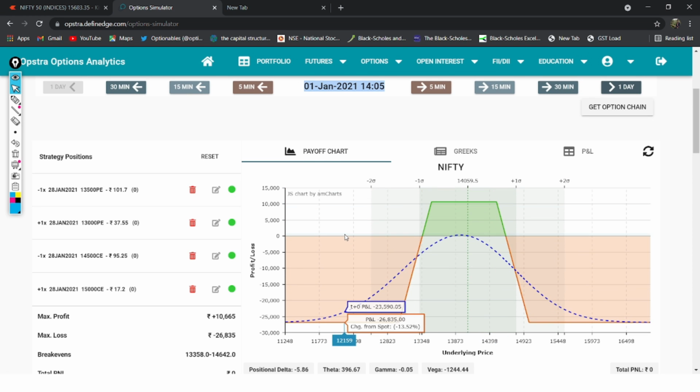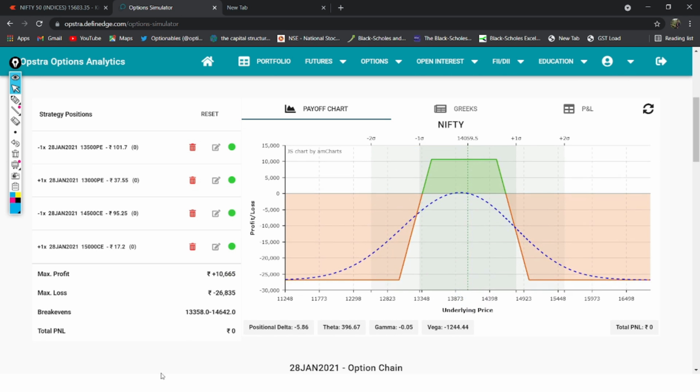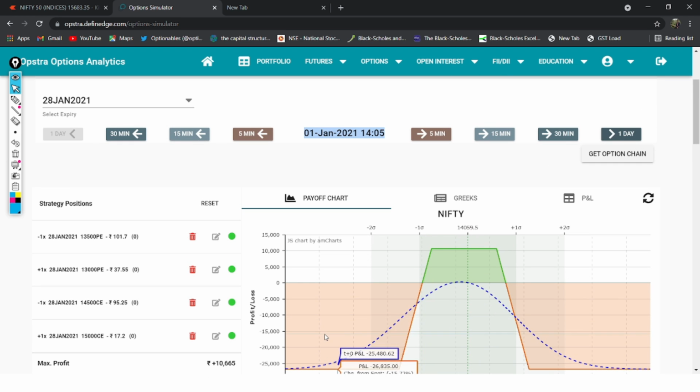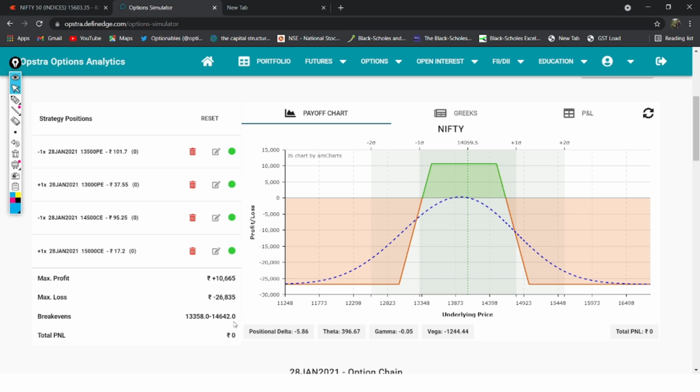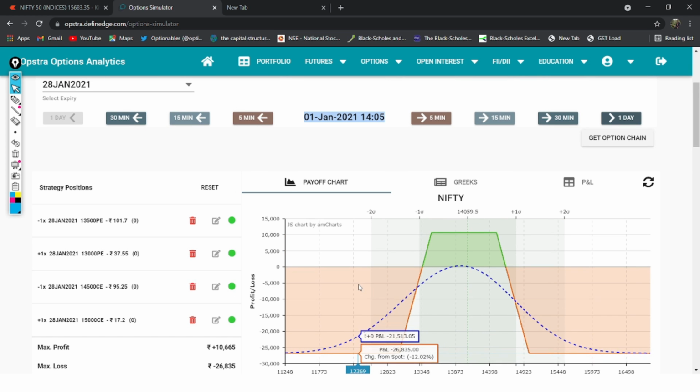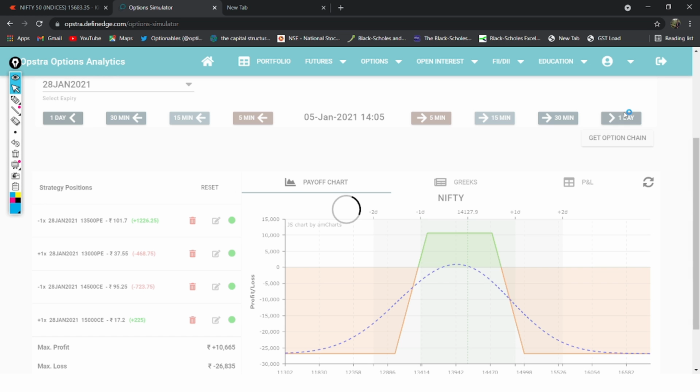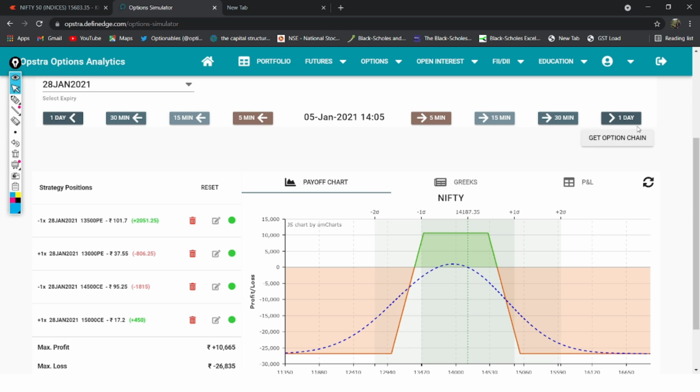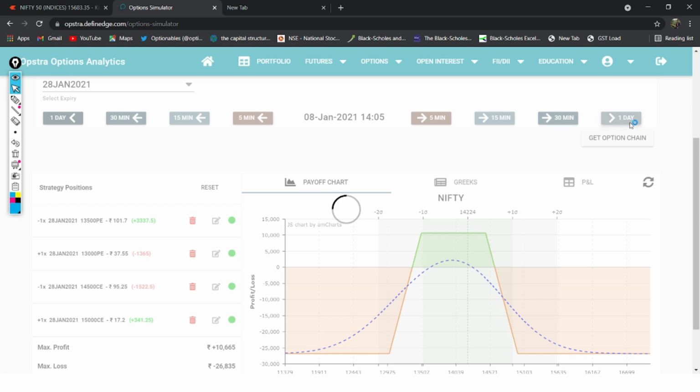So when will I be adjusting? Once we touch towards 14,500, I will make my first adjustment. That is going to be my break even, 14,642. Once we touch there, I am going to make my adjustment. We are at 5th of Jan and we still haven't touched. So we move further ahead.